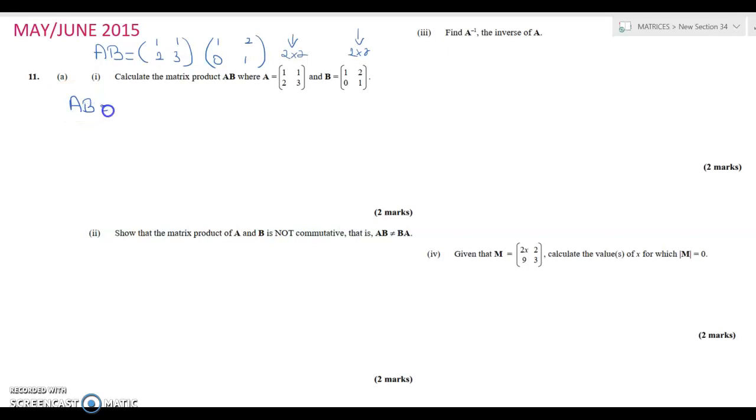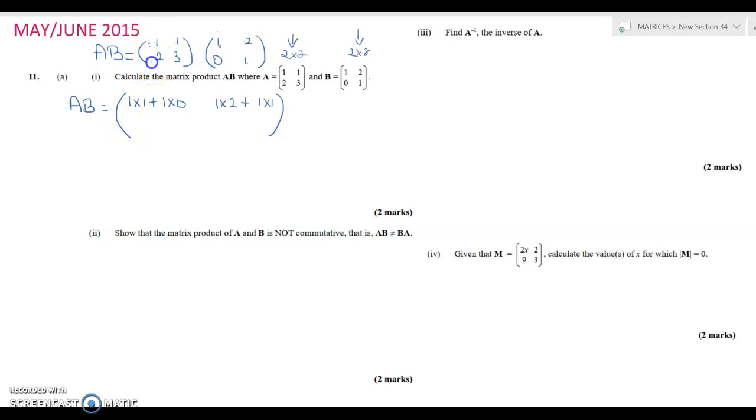AB, remember it's row by column. So first row by the first column: 1 times 1 plus 1 times 0. And then first row, second column: 1 times 2 plus 1 times 1. So that was first row, first column, first row, second column.